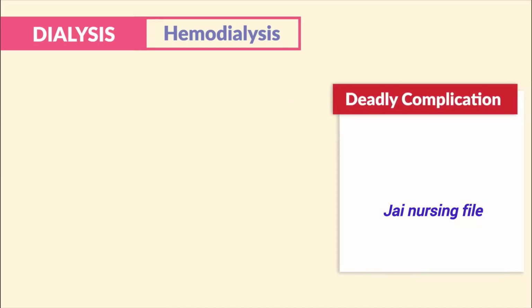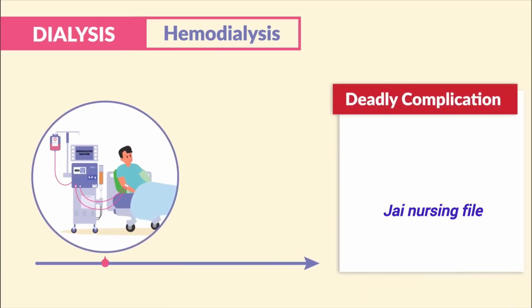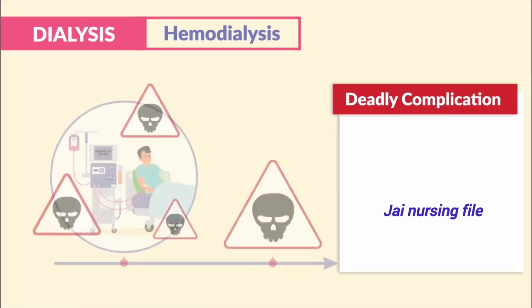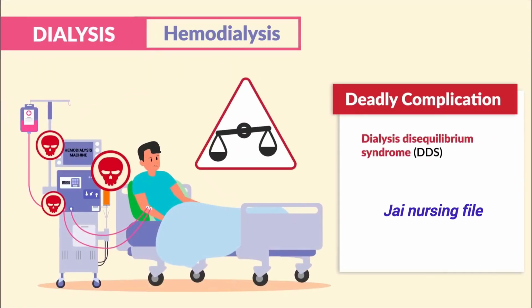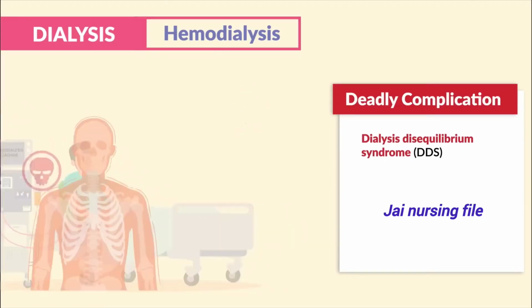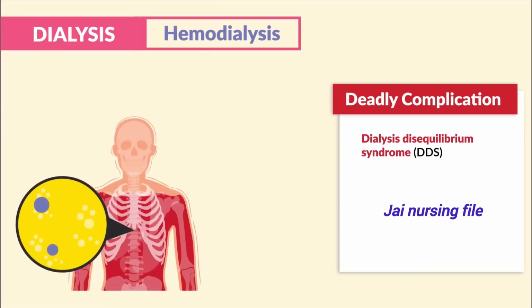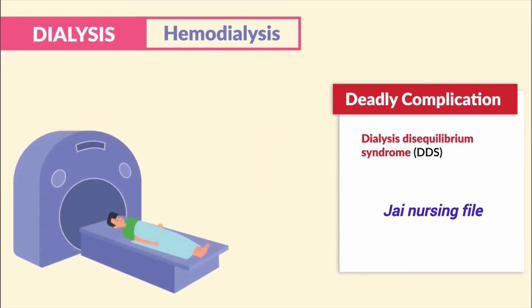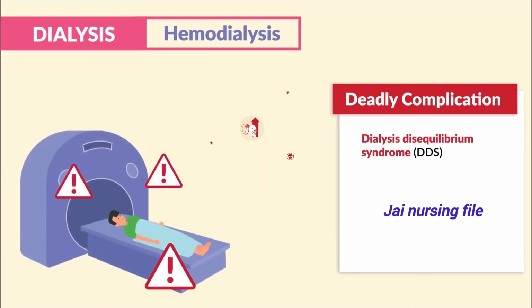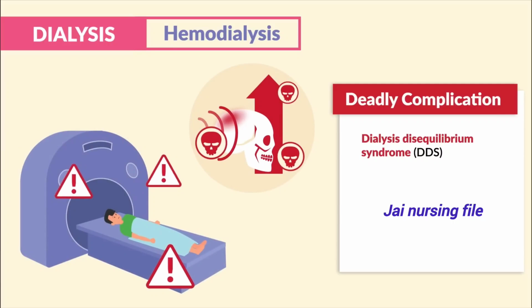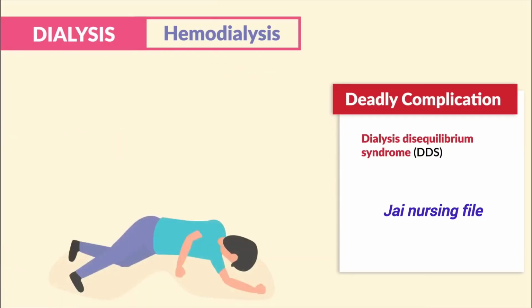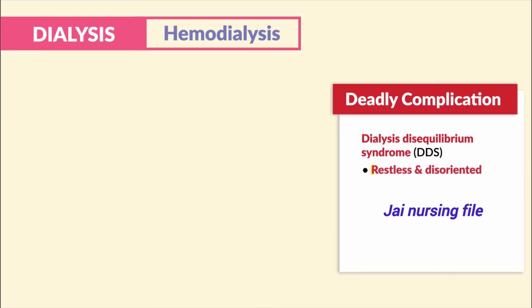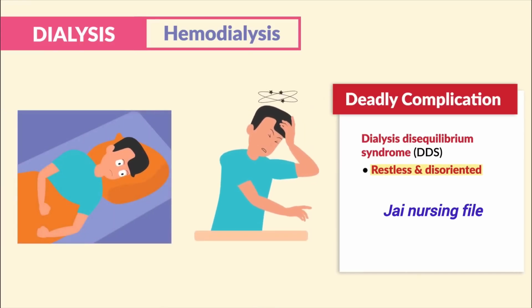Now, what the heck is that, right? Well, it's a deadly complication during or after hemodialysis. So write this down. Dialysis disequilibrium syndrome, that DDS. It's a condition where solutes are removed too quickly from the blood, which causes brain cells to swell with fluid. We're talking a big, massive brain here, resulting in deadly increased ICP, that intracranial pressure, which eventually leads to coma and then death.